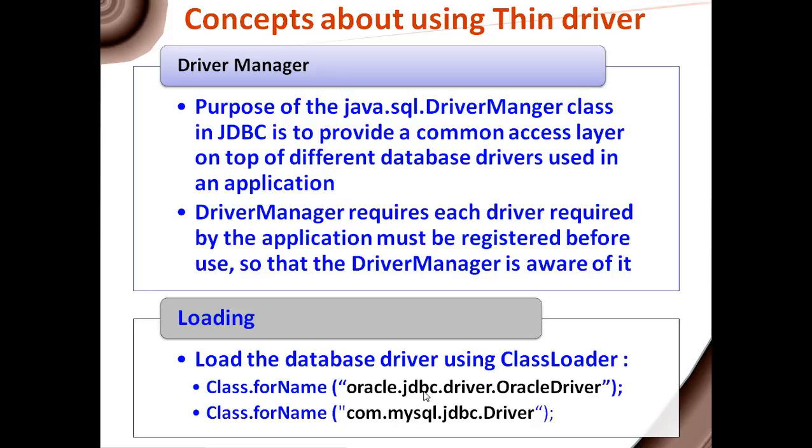So this point is very important: Class.forName is a method that is provided as part of the Class class. You pass it a string argument, and the string argument is the complete name of either the Oracle driver or the MySQL driver. This is very important, and we will see this in actual real usage as we proceed towards programming.